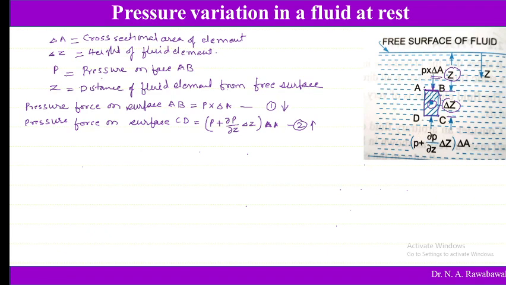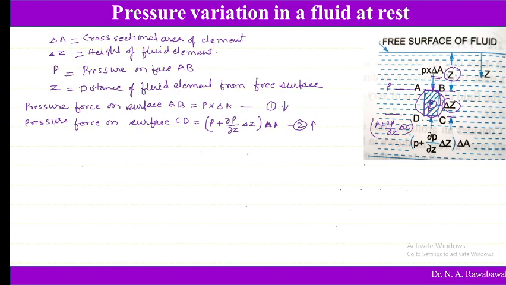So there is a pressure difference. Here is the pressure P, and at this level the pressure is P plus of dou P by dou z into delta z, that is P plus of dP, a small change in the pressure. But this pressure is acting in the upward direction because this fluid element is stationary. It is in equilibrium. When it is in equilibrium, the vertical forces must be equal. So now one more force is acting because of its self weight.